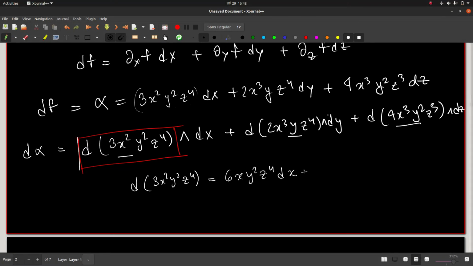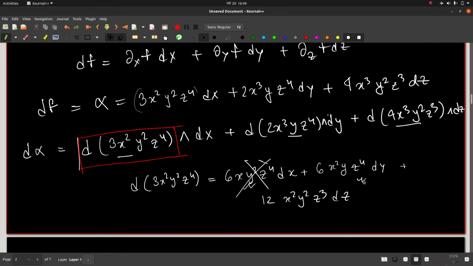There will be a dx plus, then there will be a partial derivative with respect to y, and then a partial derivative with respect to z. So what you are actually doing is just calculating the total differential. And if we write down the later terms, we will have something like this: 6x square y z to the power 4 dy, and finally 12x square y square z cube dz, right? And there is a wedge like this, and you already know that dx wedged with dx would give you a 0, so this term will contribute nothing, and these two terms will contribute some non-zero stuff.